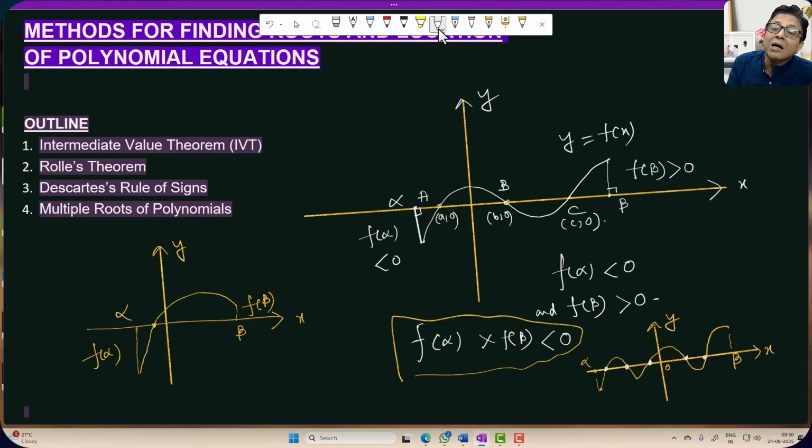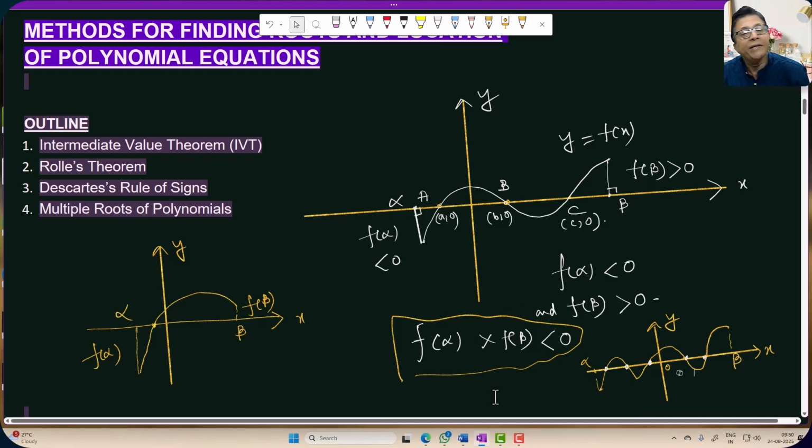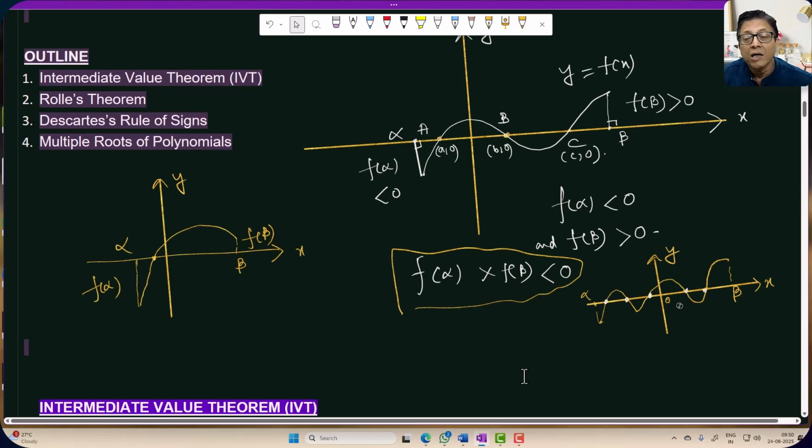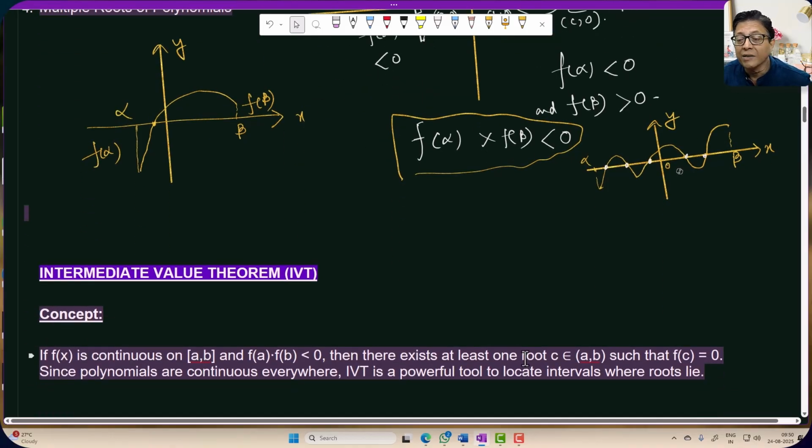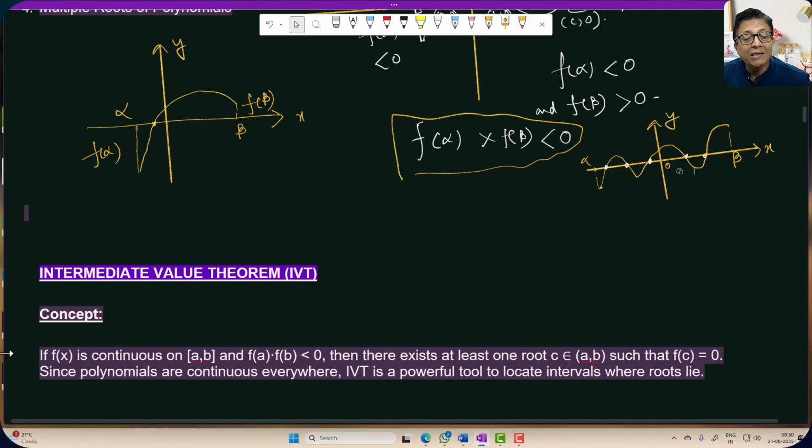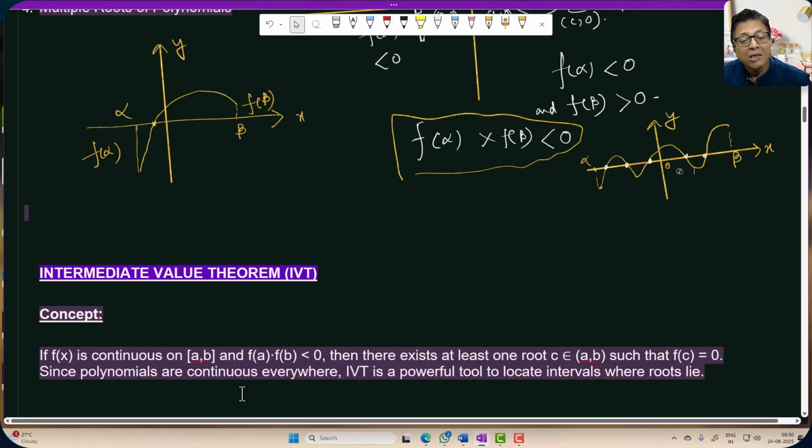So now can't I state the general statement of the intermediate value theorem? What is that? That is, if f(alpha) and f(beta) are of opposite sign, then there exists at least one root c such that f(c) equal to 0, as the polynomial is continuous and differentiable, that I told you.